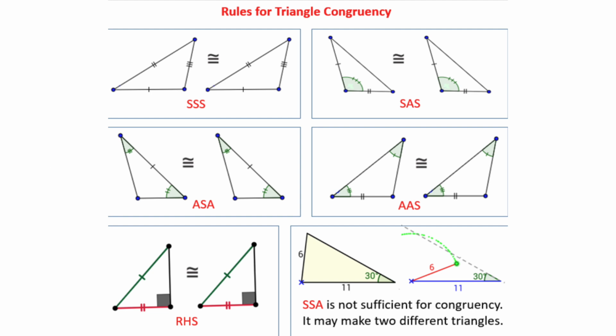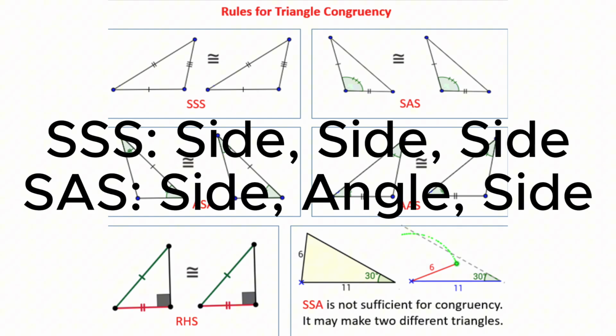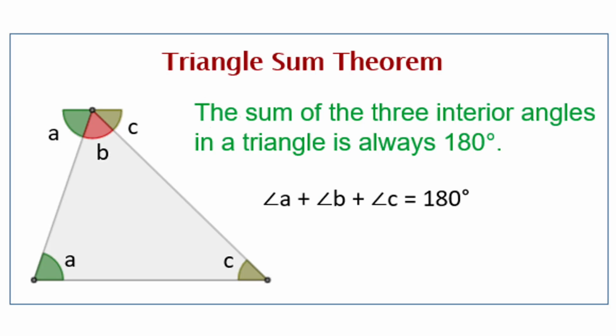With SAS and ASA, it's important to know that when saying side, angle, side, which is what SAS stands for, it means there's a side, and then in between that, there's an angle between the other side. So it's first one side, angle, and then the other side. And then the angle is in between both the sides. And for ASA, angle, side, angle, it's the opposite, where the angles are on the outside, and then in the middle, it's the side.